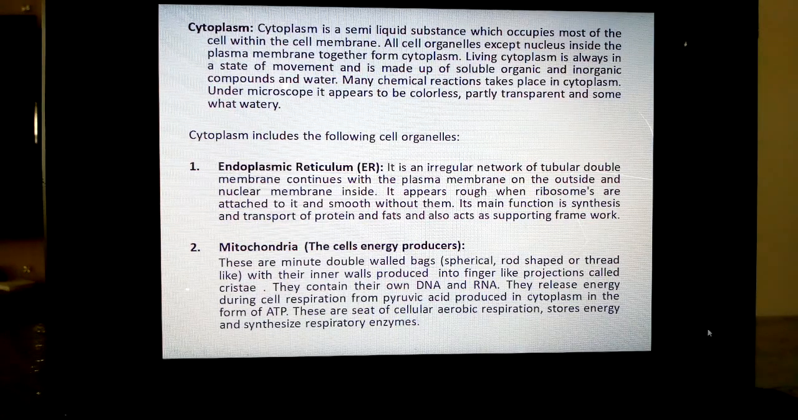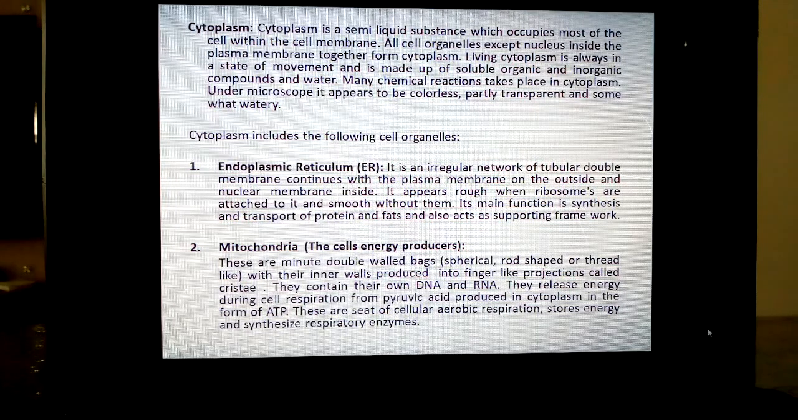Semi-liquid, you have learned in the beginning of the cytoplasm, isn't it? Semi-liquid, somewhat watery. Cytoplasm includes many cell organelles. There are certain non-living structures also, like vacuole and granules, but other things are all living. We are moving on to each structure individually. So cytoplasm includes various cell organelles. Examples of cell organelles are endoplasmic reticulum, mitochondria, ribosomes, lysosomes, and plastids. The nucleus is also present in the cytoplasm.